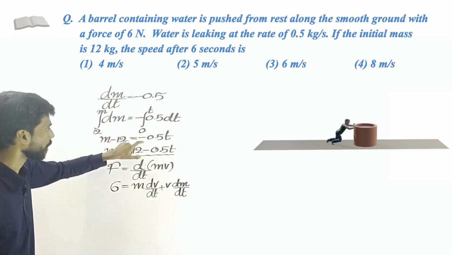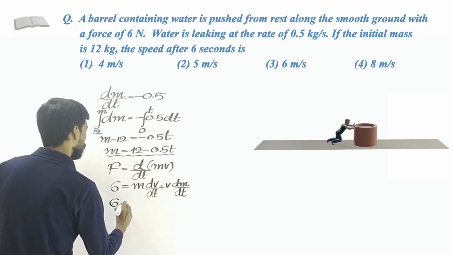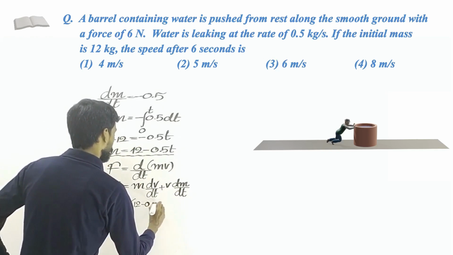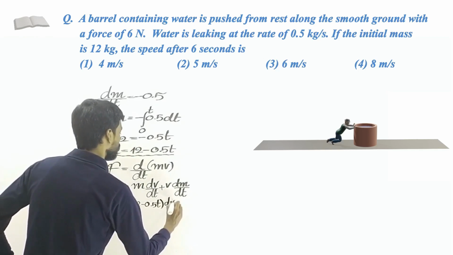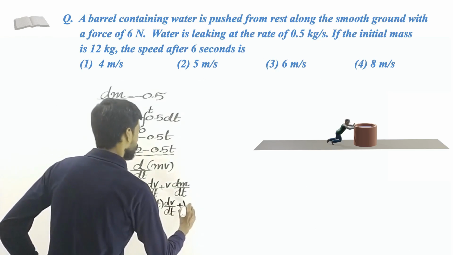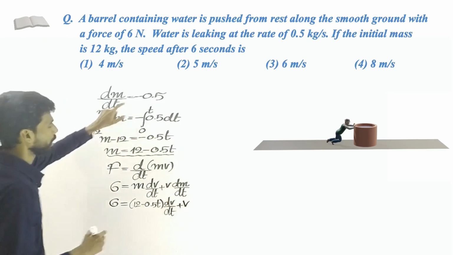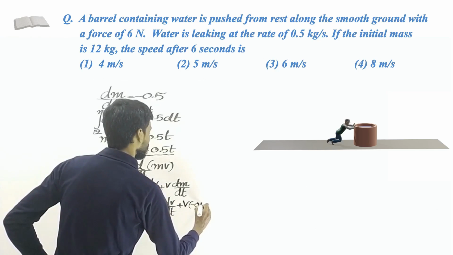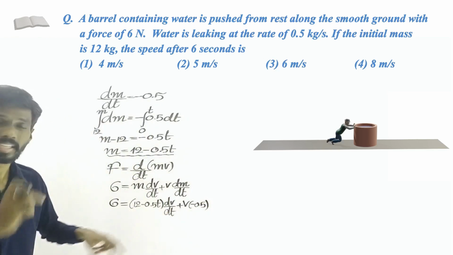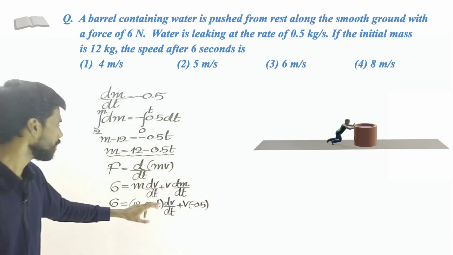So we can substitute this mass. So 6 equals, the mass here is 12 minus 0.5t, times dv by dt, plus v multiplied by dm by dt. So that is also known, it is minus 0.5. Okay, so we've got a relation between v and t, right? Integrating this, we will get the relation between v and t. Let us do the integration.